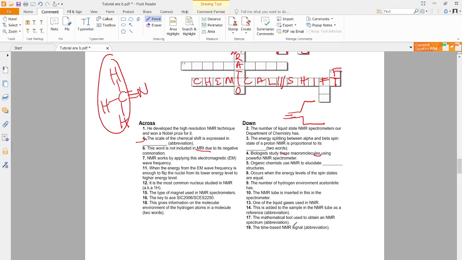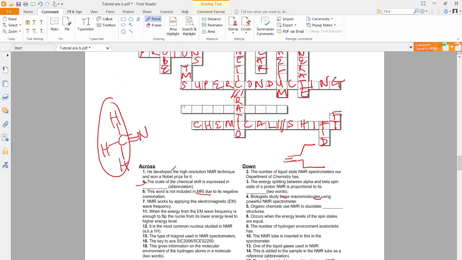And the time-based NMR signal. Well, not finally, we still have one more. 2 more. The time-based NMR signal abbreviation. What is it? FID. Okay, and if you Fourier transform, then you get the frequency base. So FID is the time base. Okay, which one have we not answered?